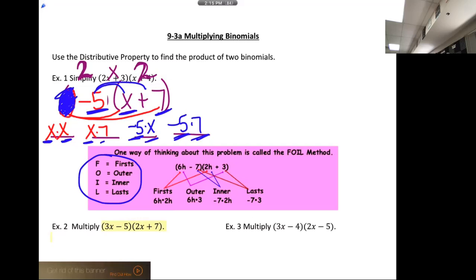Okay, so another way to think about it. All right, so you guys, we've got to simplify it. What's x times x?